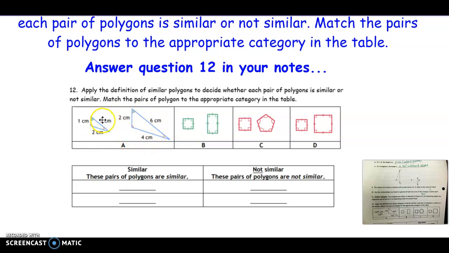So since 6 over 3 is 2, 2 over 1 is 2, and 4 over 2 is 2, all of the sides are proportional. So under similar, you're going to put A. Those two figures are similar.